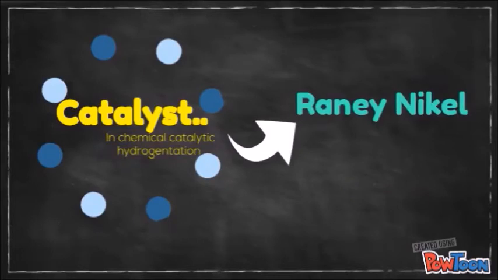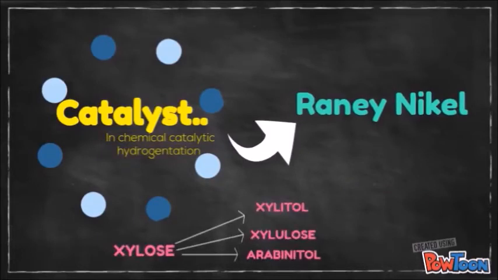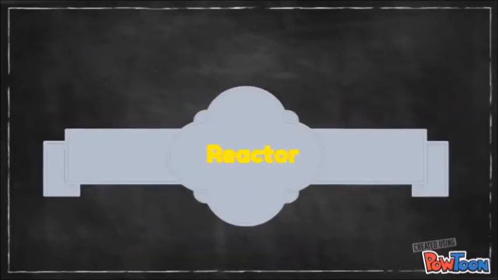Alright, so actually I'm focusing on the chemical catalytic hydrogenation. In the chemical catalytic hydrogenation, we use the catalyst, which is rhenium nickel, in order to obtain the xylitol, xylulose, and arabinitol. Alright, okay, so move on to the reactor.